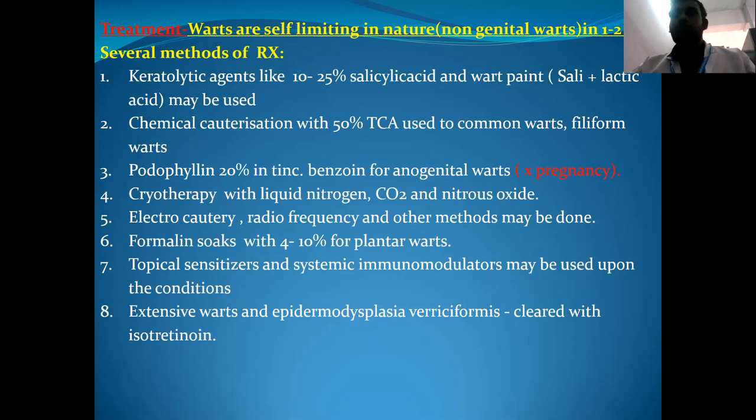50% TCA, which can go up to even 100% TCA, can be used for chemical cauterization of common warts. For anogenital warts, we can use podophyllin 20% in tincture benzoin. One important thing is that it is contraindicated in pregnancy. We can do cryotherapy using liquid nitrogen, carbon dioxide, or nitrous oxide, which is an effective treatment. We can also consider electrocautery, radiofrequency, and other methods. Formalin soaks with 4 to 10% formalin concentration can be used for plantar warts.